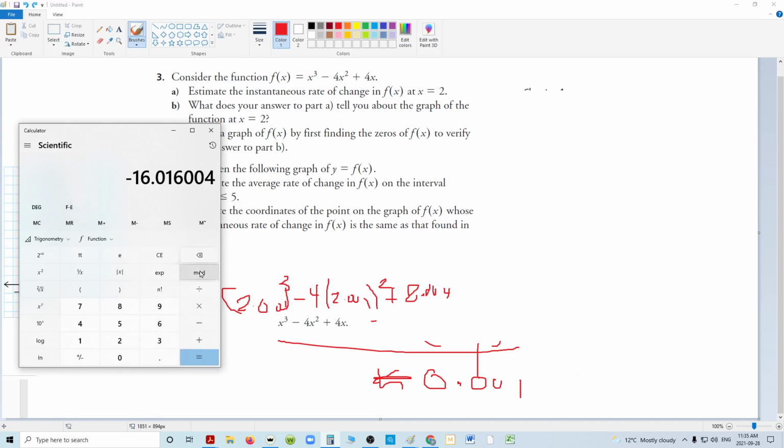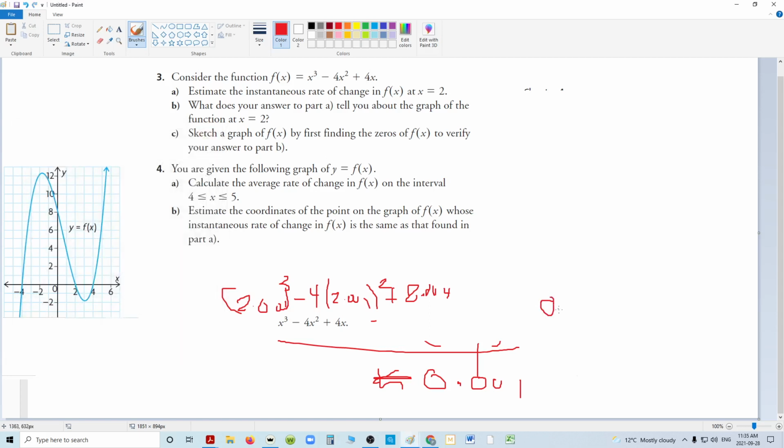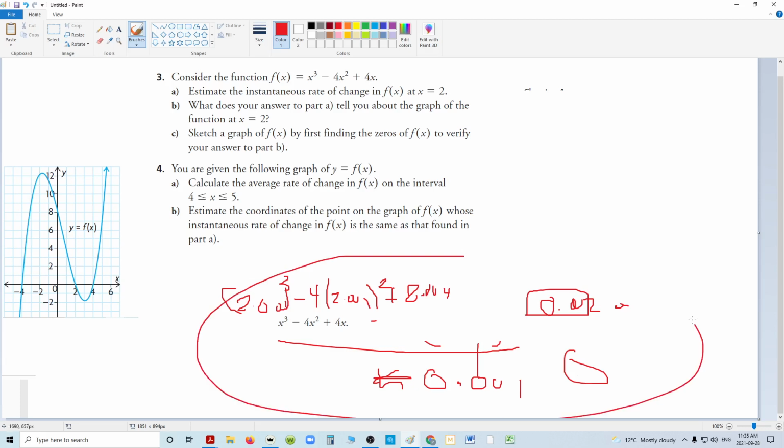And then I'm going to take 8.004 and add that to my memory. Then I'm going to recall my memory and divide it by my h. And I can see I get a very tiny number, 0.002, which I can sort of guess is pretty close to 0. That's how you do it the long way with instantaneous rate of change.